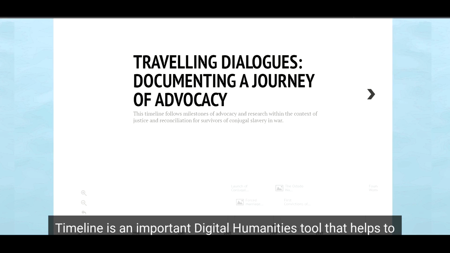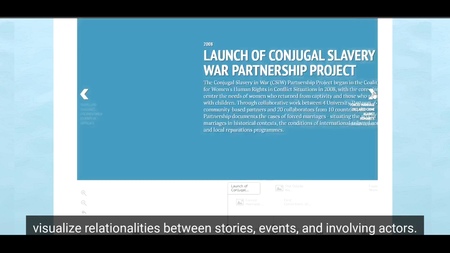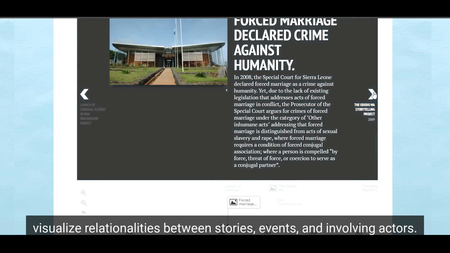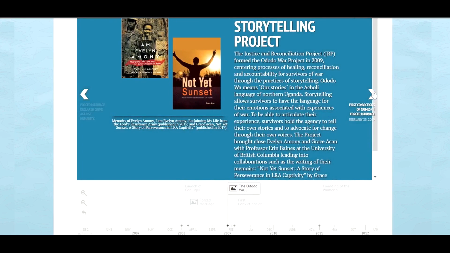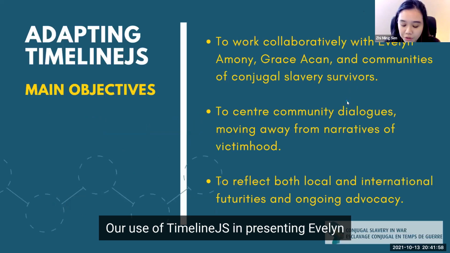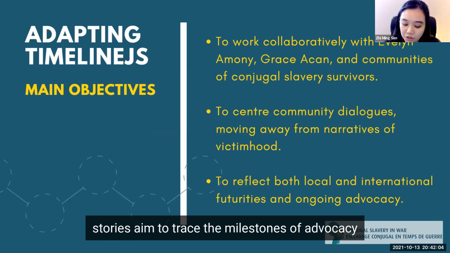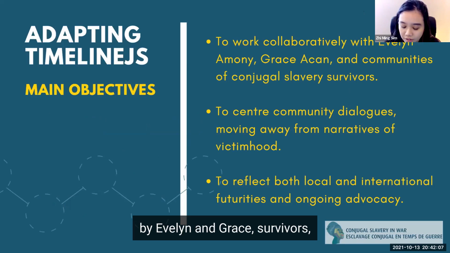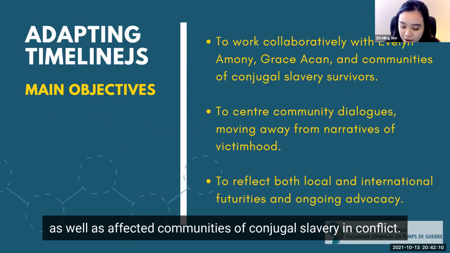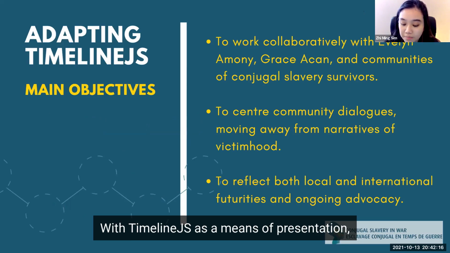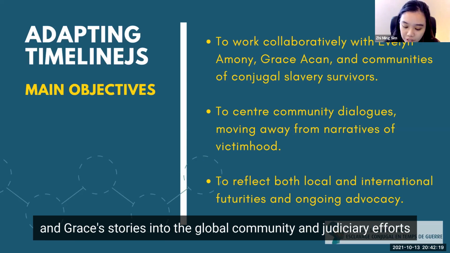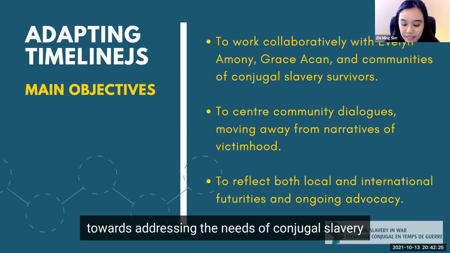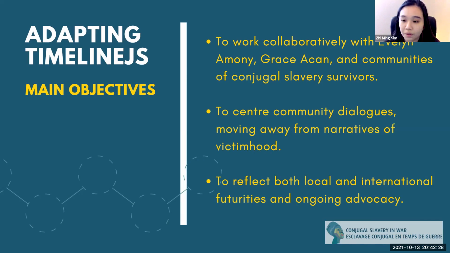Timeline is an important digital humanities tool that helps to visualize relationalities between stories, events, and involved actors. Our use of TimelineJS in presenting Evelyn Amony and Grace Acan's stories aims to trace the milestones of advocacy by Evelyn and Grace, survivors, as well as affected communities of conjugal slavery in conflict. With TimelineJS as a means of presentation, we entrench Evelyn and Grace's stories into the global community and judiciary efforts towards addressing the needs of conjugal slavery survivors.